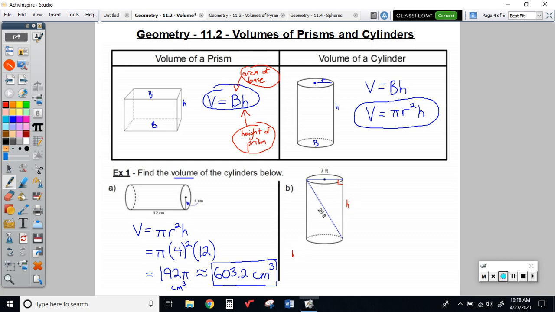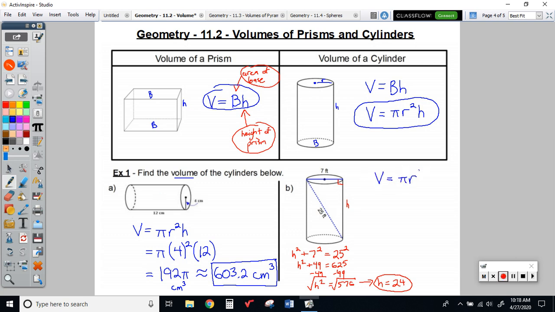So it looks like a Pythagorean theorem problem. H squared plus 7 squared equals 25 squared. Then we'd have H squared plus 49 equals 625. If you subtract 49 from both sides, you'd be left with H squared equals 576. Then take the square root of both sides, leaving you with H equals exactly 24. That's a Pythagorean triple: 7, 24, and 25. And then from there you could plug it into your formula.